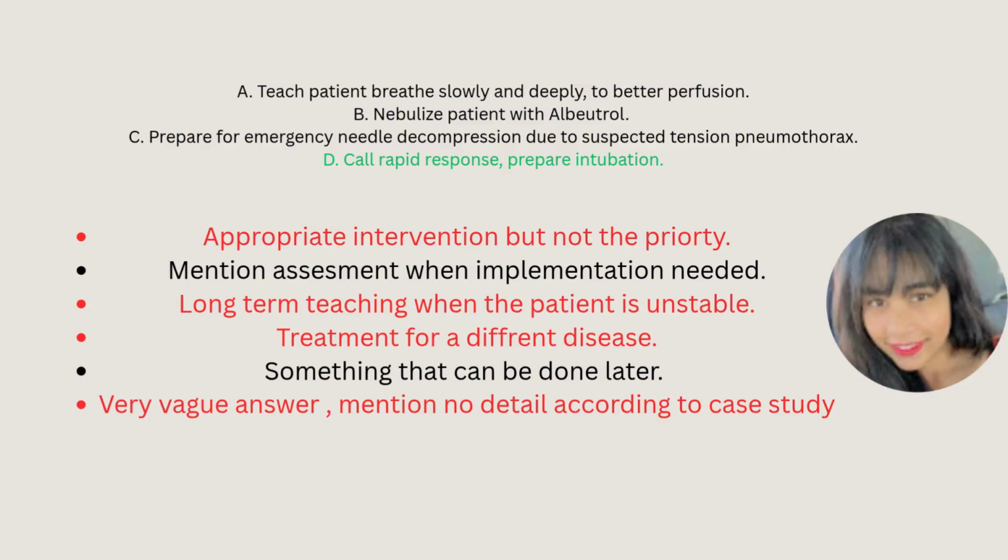Treatment for a different disease. It was C, a treatment from a different disease while I'm treating my asthma patient. Very vague answer, mentioning no detail according to the case study. So all these three were very vague answers, with no detail according to my patient's situation. Sometimes they add very close details, but half is true and half is a lie or wrong. So you need to read all the answers properly and everything.